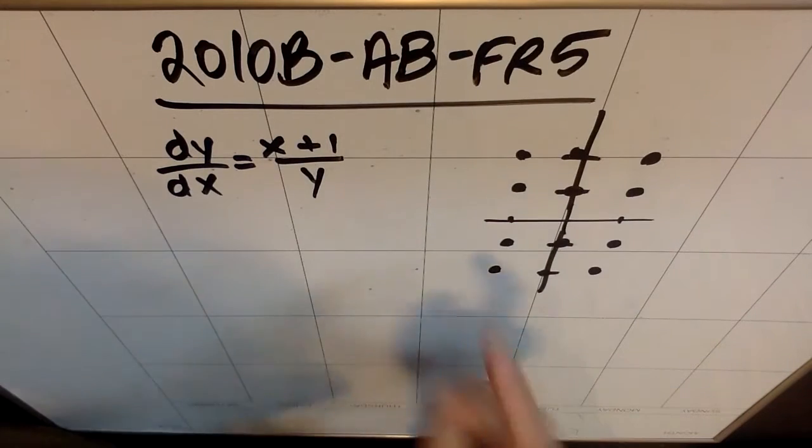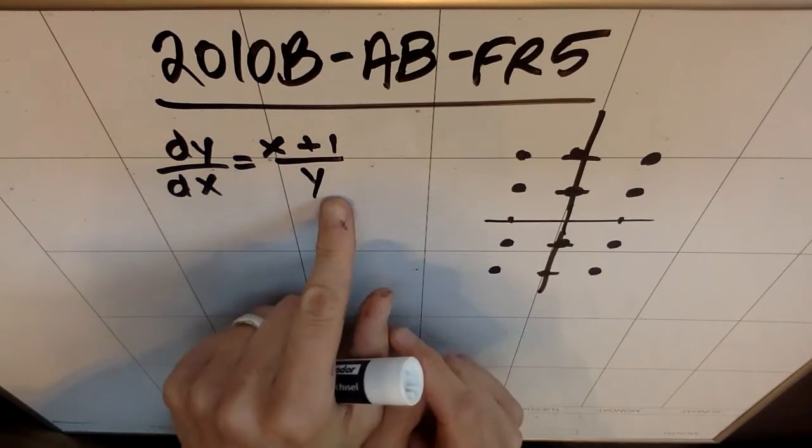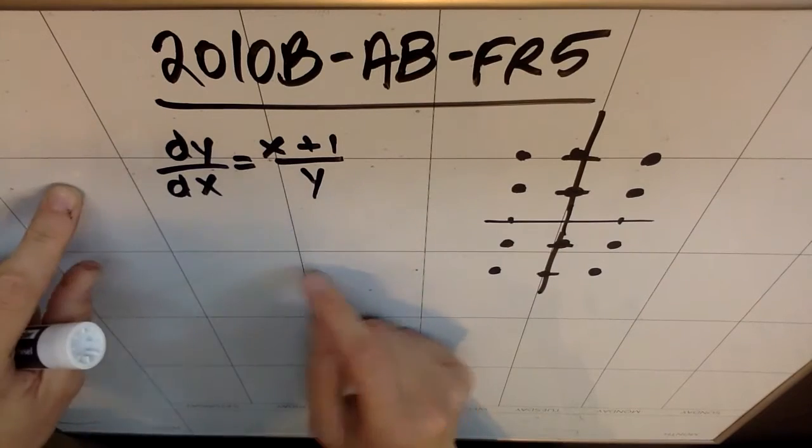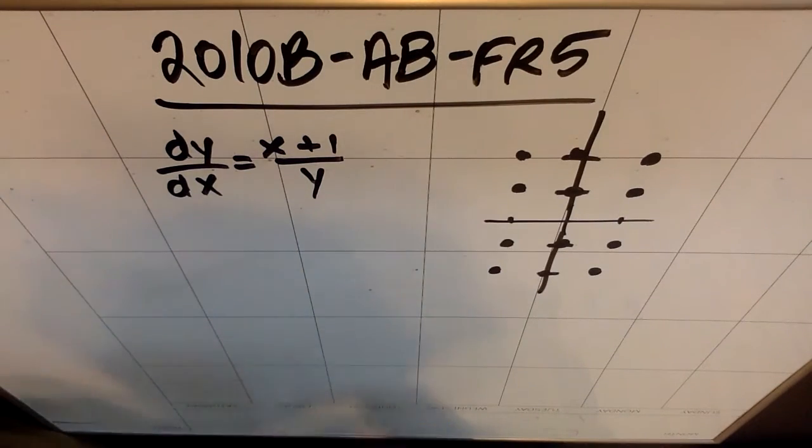Time out. Before we do anything else, this is separable. The y can be multiplied over to this side, and the dx can be multiplied to this side. So this is definitely something that at some point you're going to be asked to solve.